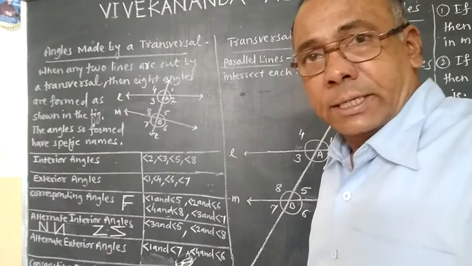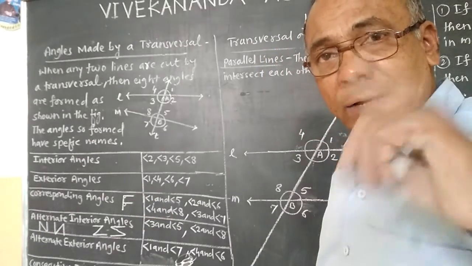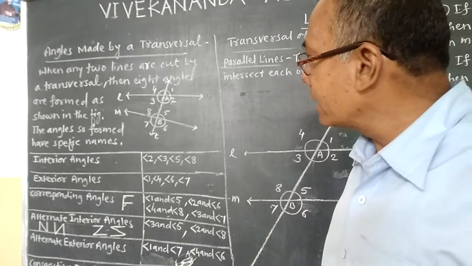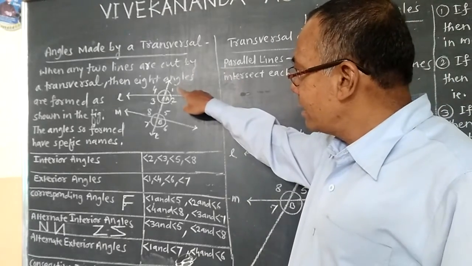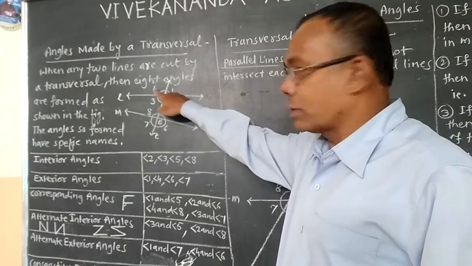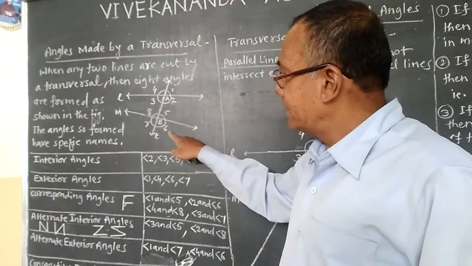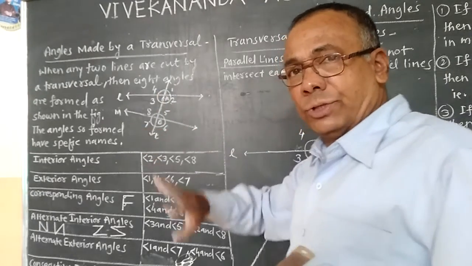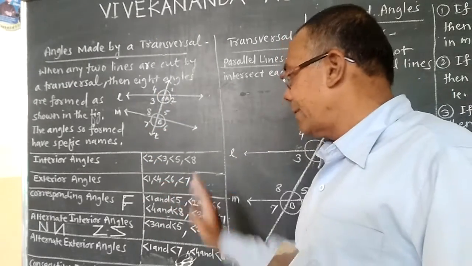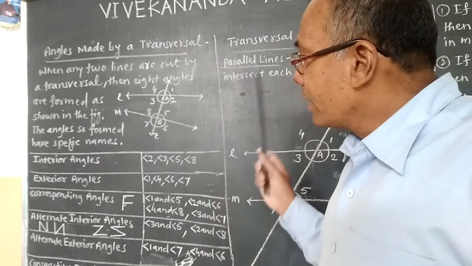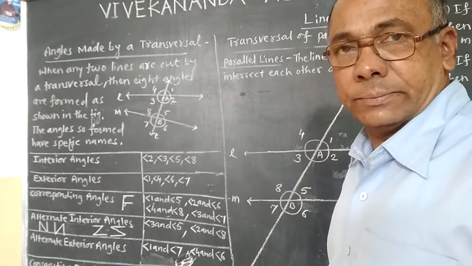Then the second type is exterior angle. बाहर वाले angles. बाहर के means 1, 4, 6 and 7. So these are 1, 4, 6, 7. These are the exterior angles.